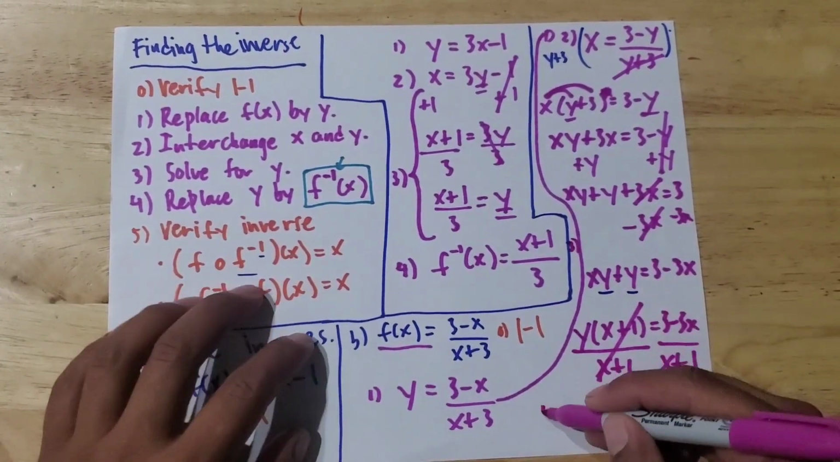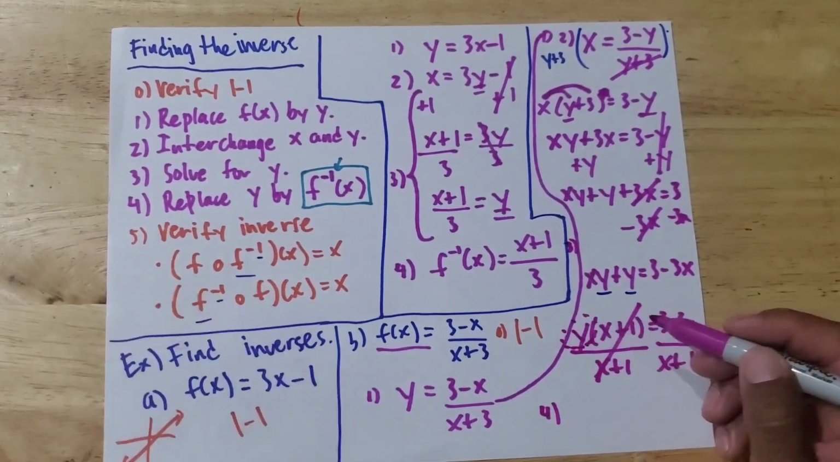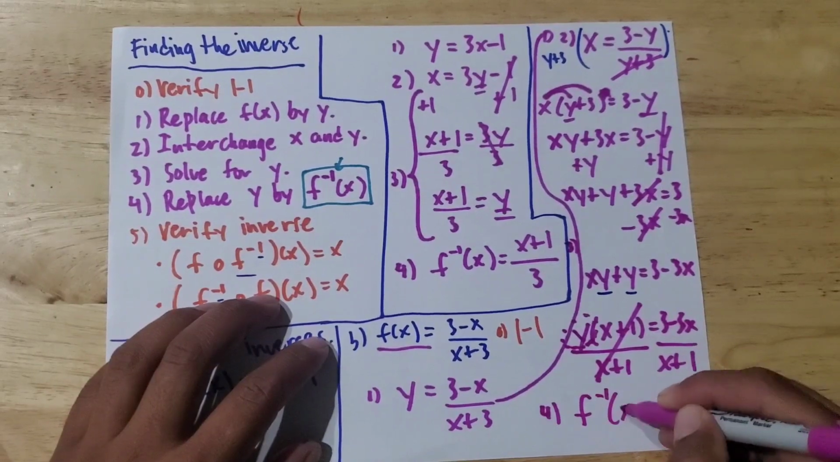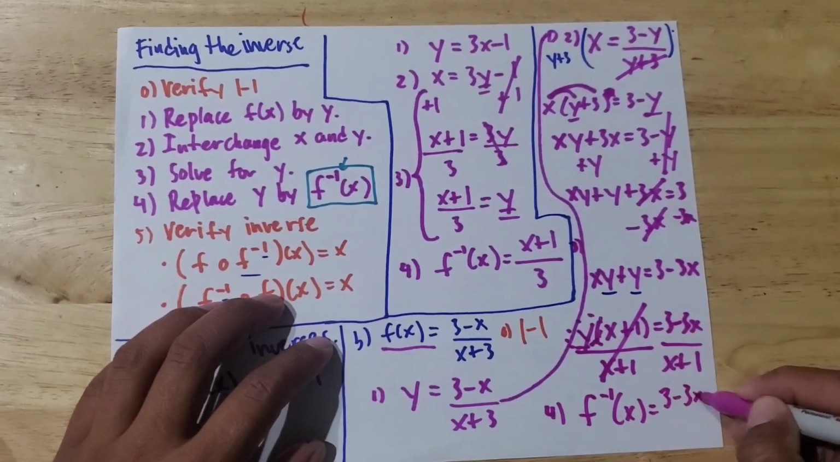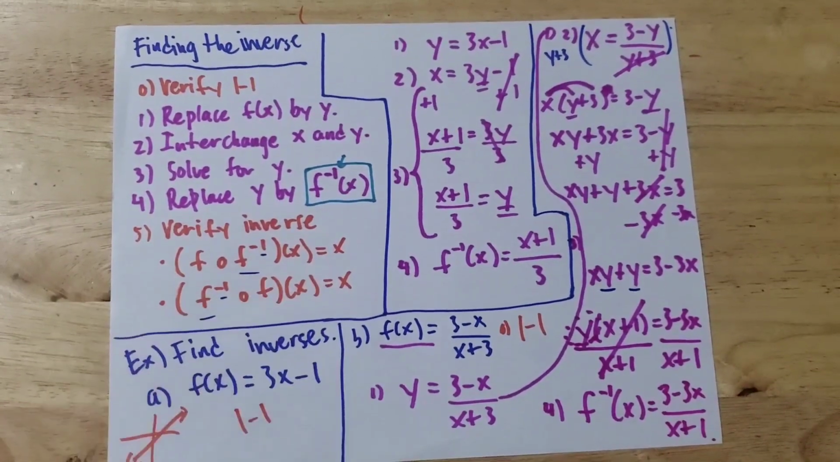Now step 4, all I have to do is replace this y. Just for the sake of space, I have to replace it with the inverse of x, leaving me with 3 minus 3x all over x plus 1.